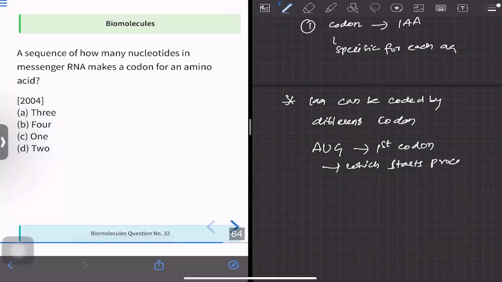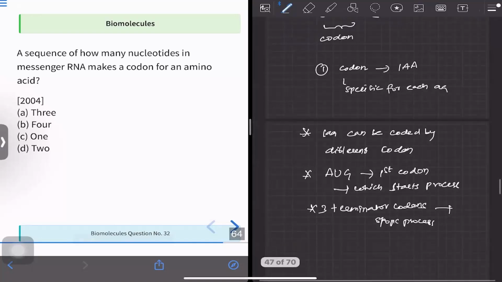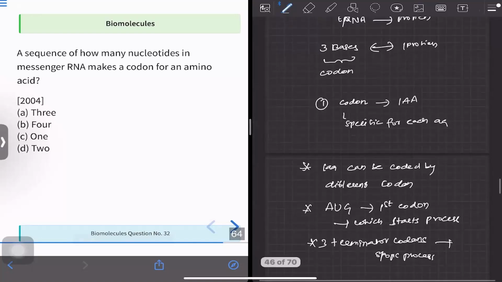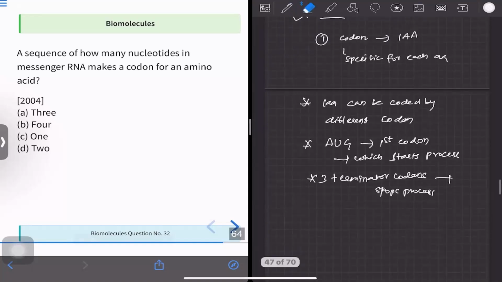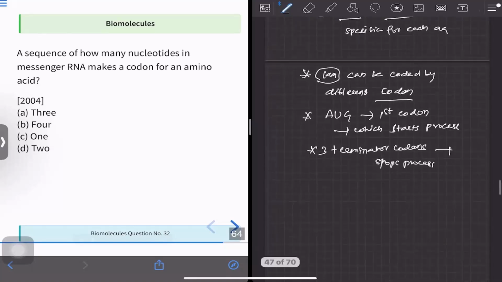We all know there are 3 terminator codons which stop the process. So for the synthesis of one amino acid, we need 3 bases, that is a codon. So 3 bases combine to form one codon, and one codon is specific for one amino acid, but one amino acid can be coded by different codons. We have a starting codon and ending codons. The starting codon is AUG, and the ending codon will contain 3. So the option will be A.